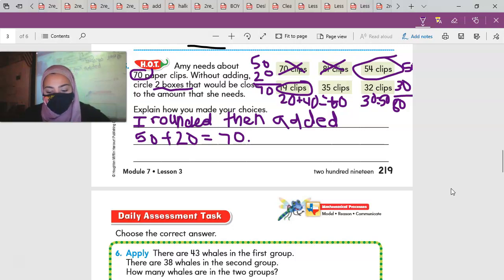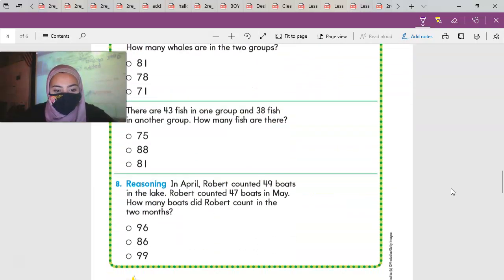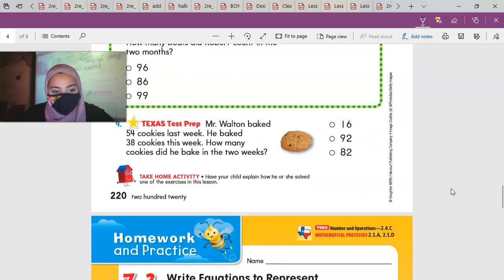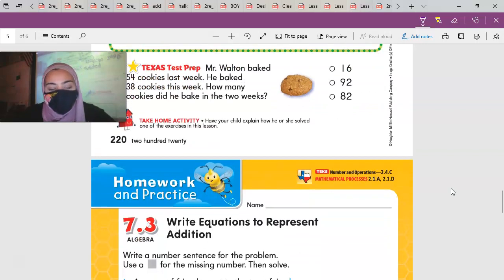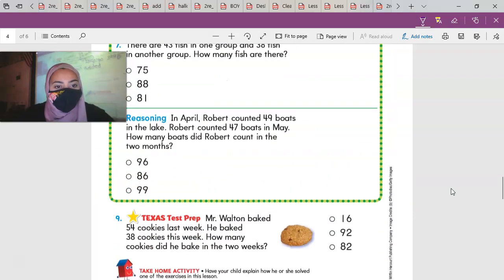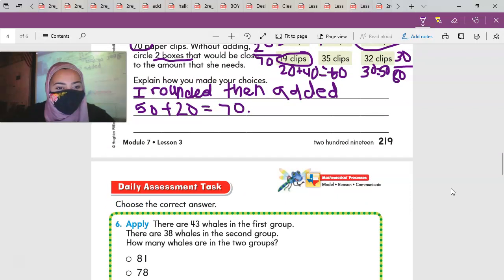Now, my online students, you are going to go ahead and finish page 220 and then the yellow page front and back, okay? If you want to watch the Go Math video for this, you can get on the Think Central website.